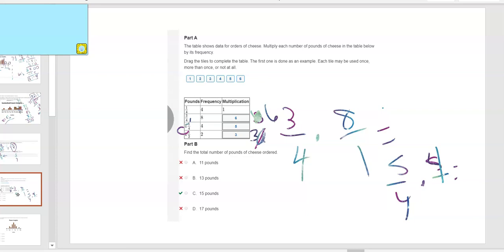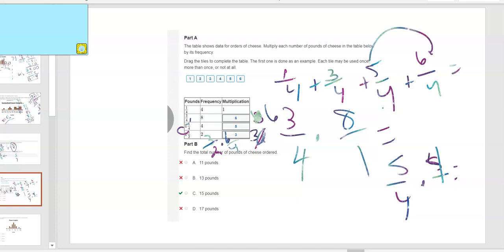Find the total number of pounds of cheese ordered. So if you add 1/4 plus 3/4 plus 4 times 1 is 4, 5/4 plus 2 times 1, 2, 3/2. But you want that to be a 4th. So 2 times 2 is 4, so that's 6/4. 6, 11, 14, 15/4.